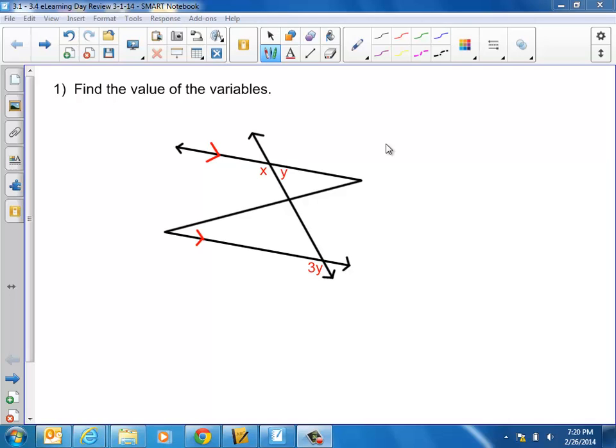All right, number 1 here, we want to find the value of the variables. We've got this really cool visual that's going on. Notice that this top and bottom sandwich bun lines are parallel. So that means that corresponding angles are congruent, alternate interior angles are congruent, and same side interior angles are supplementary. All right, so let's see if we can find any of those special angle pairs.